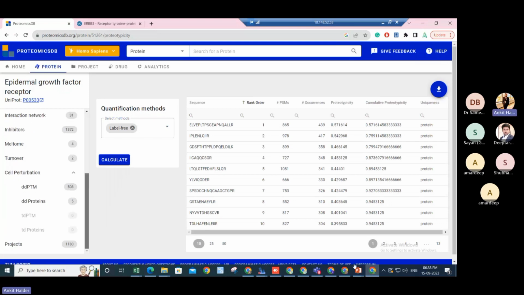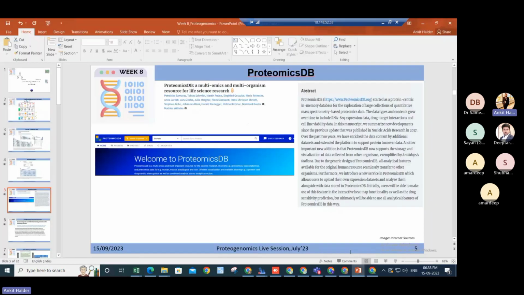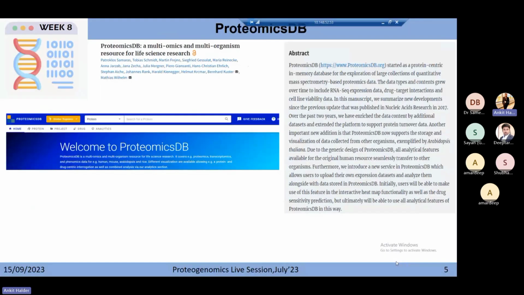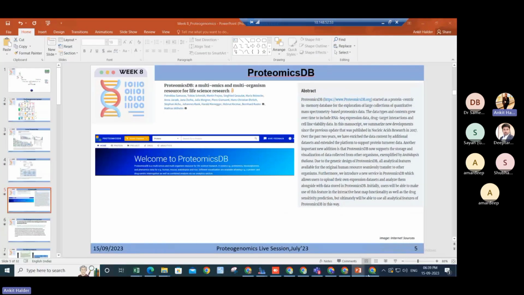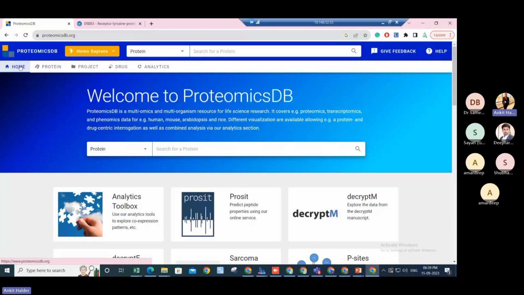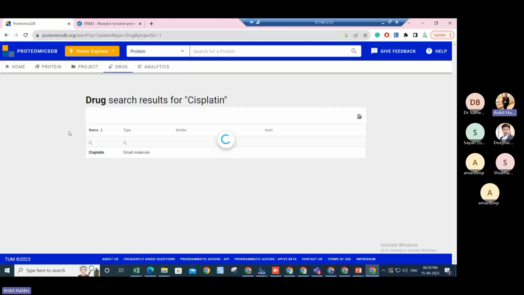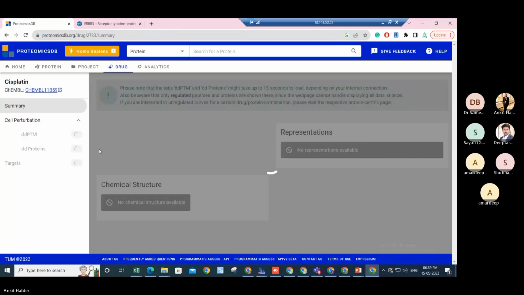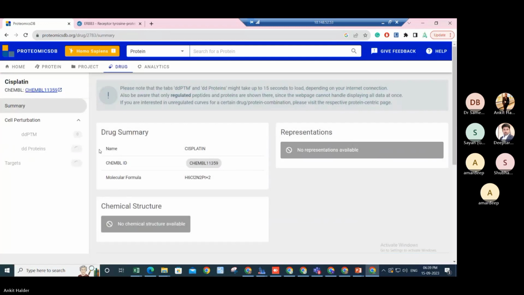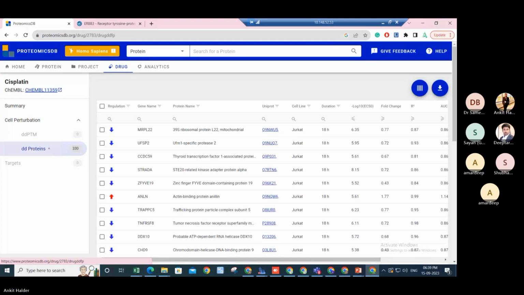So this provides us a good and useful resource. So this is multi-omics, they are coming, but one thing I forgot to show. They also have a good, evolving section for drug-based interactions. So you can try to find out for any drug, in which proteins it is getting affected, and in which cell line, for which duration.